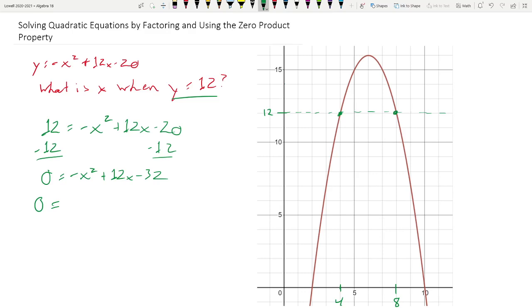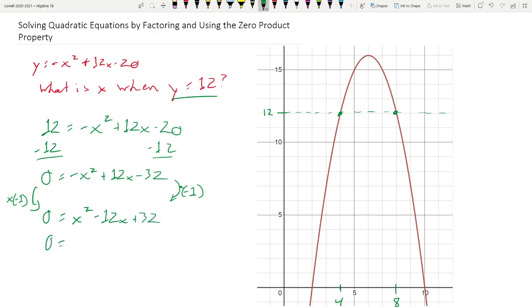So I'm going to take the entire equation, both sides, and multiply it by negative 1. There's no reason I couldn't do that. Times negative 1, times negative 1. So when I do that, I'll still get 0 on the left, which is why this is really awesome, and I'll get x squared minus 12x plus 32.